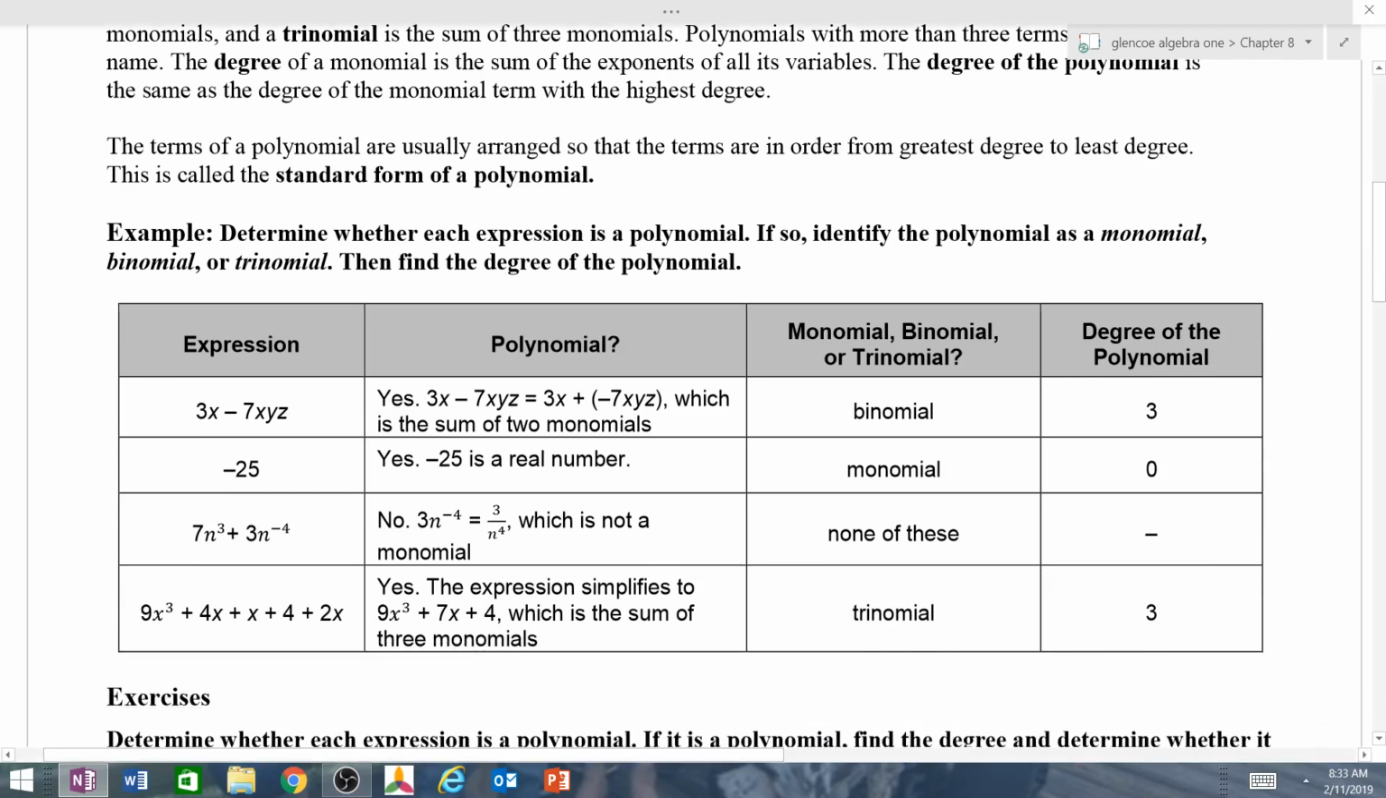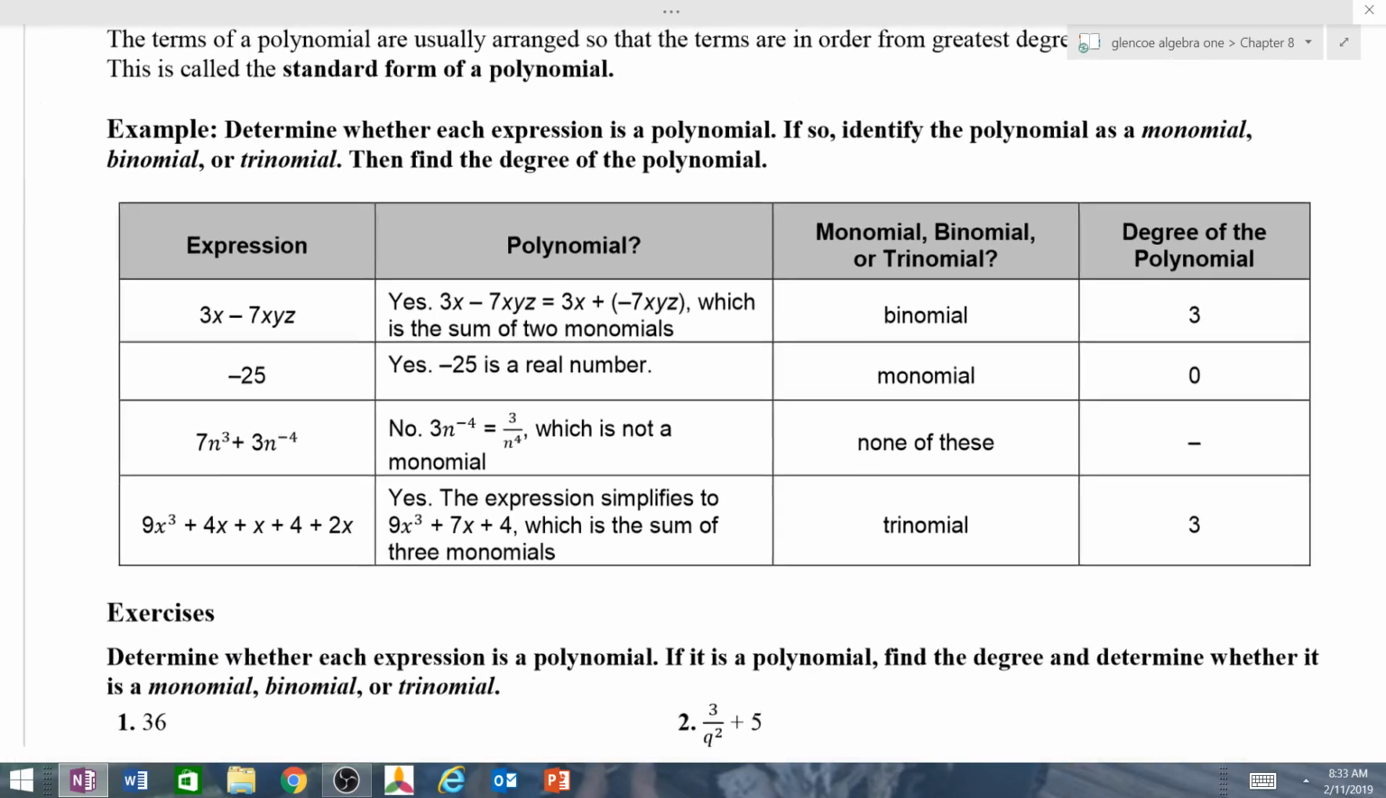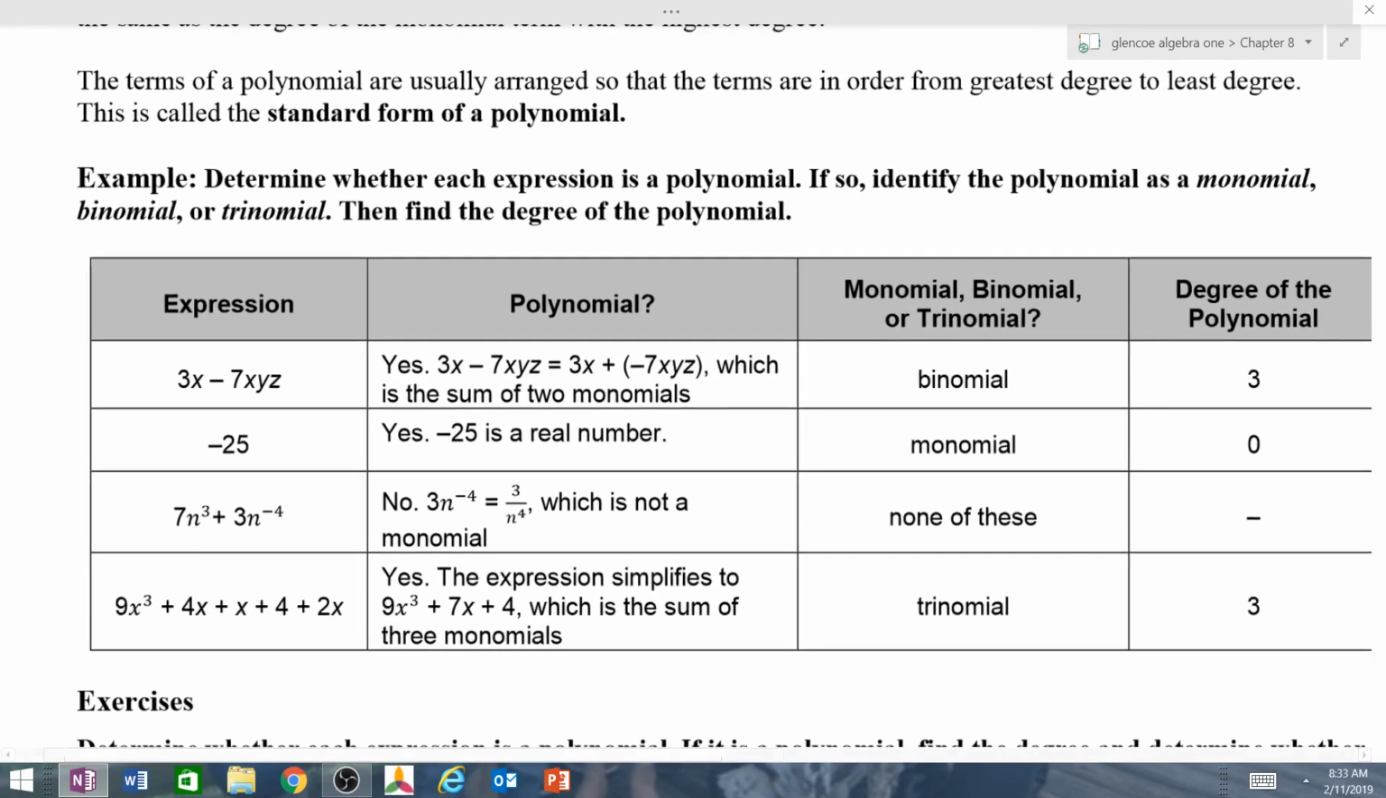So let's just look at our chart here, and let's determine whether each expression is a polynomial. If it is, then we need to identify it by giving it a name. Is it a monomial, a binomial, or a trinomial? And let's remember something we learned from chapter 7 and not forget that a monomial or a polynomial can never have a variable in the denominator.